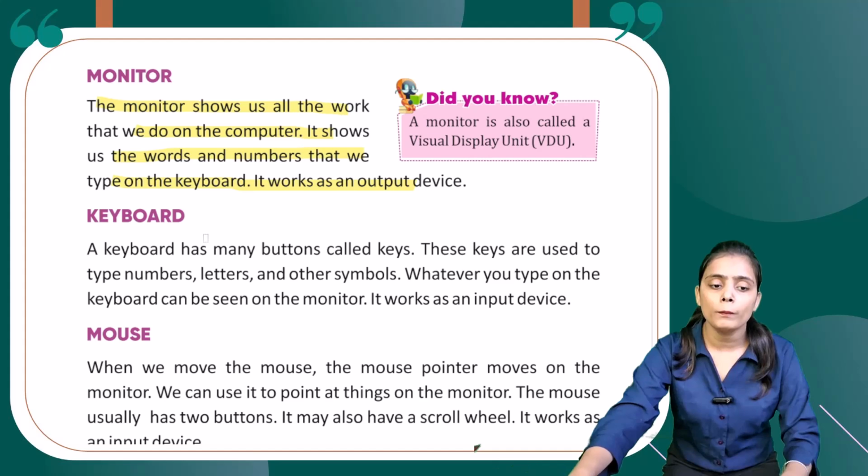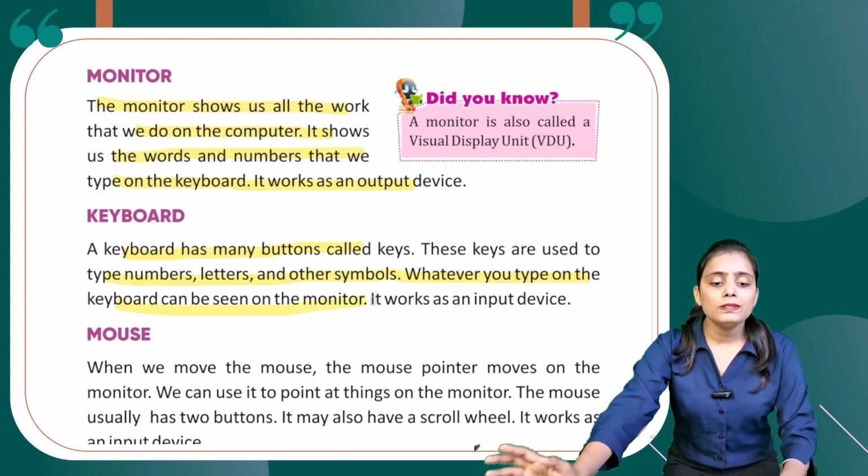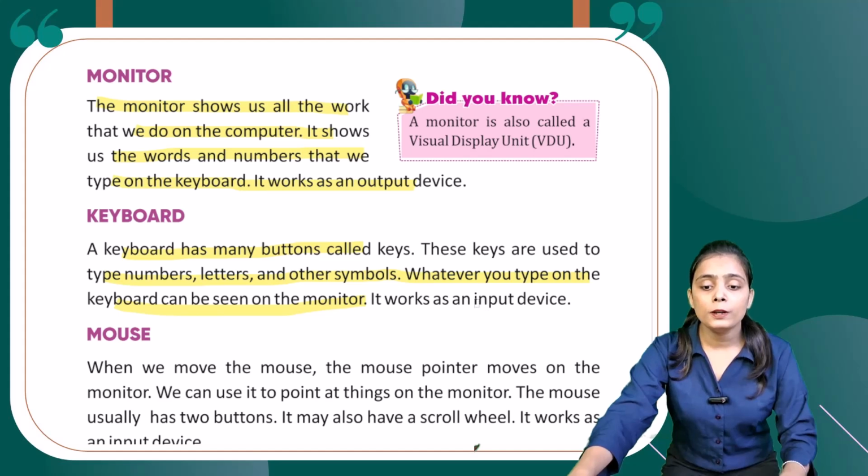That is another part of the computer. A keyboard has many buttons called keys. These keys are used to type numbers, letters and other symbols. Whatever you type on the keyboard can be seen on the monitor, and it works as an input device.